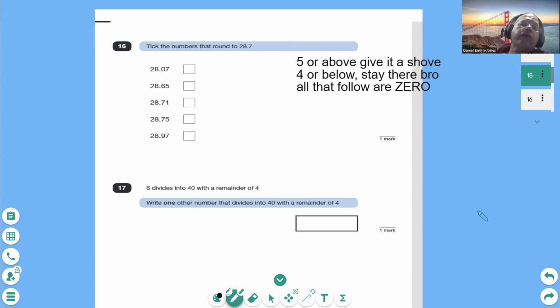So what does this one round to? Well, this is rounding to whole numbers, aren't they? So 8. Well, 8 is the number we're rounding. We're rounding the ones column.